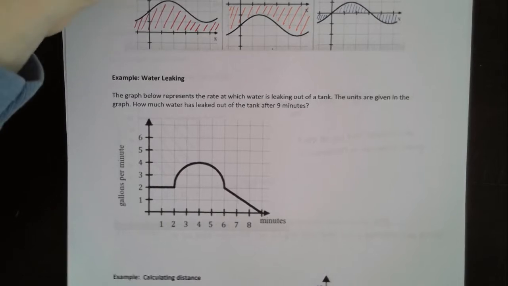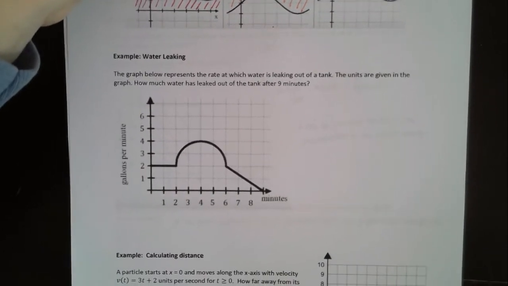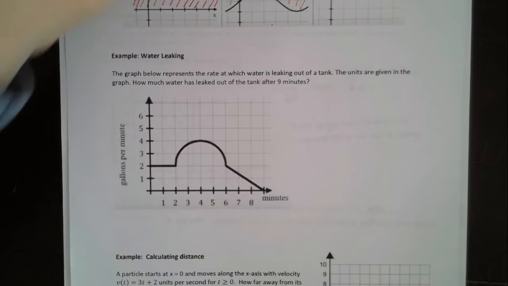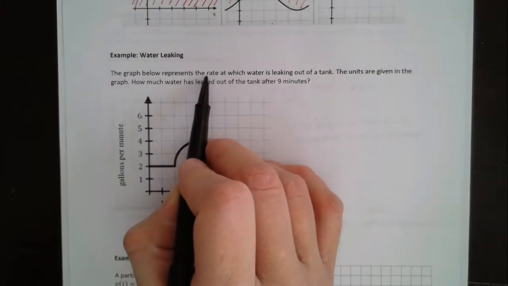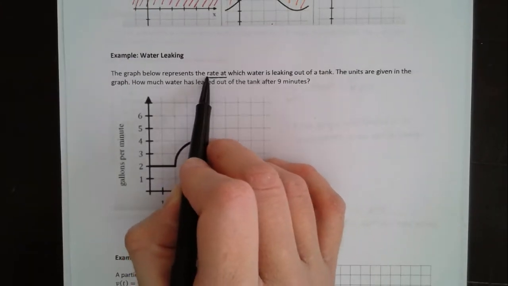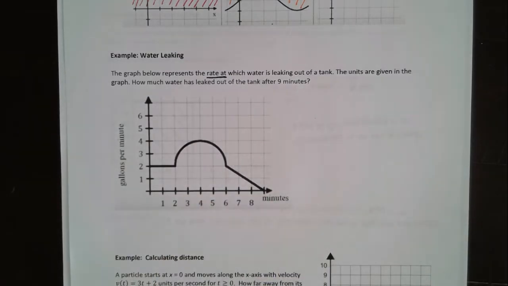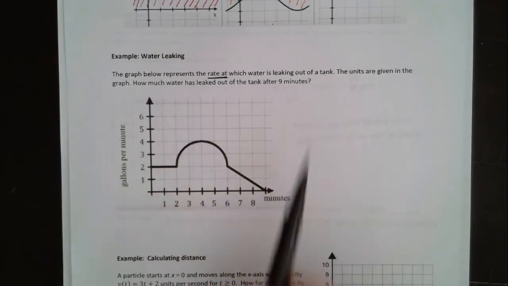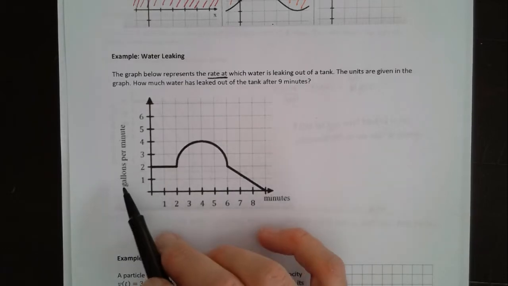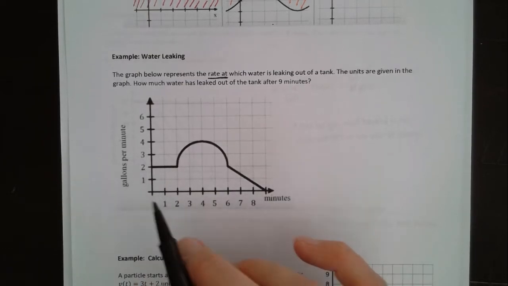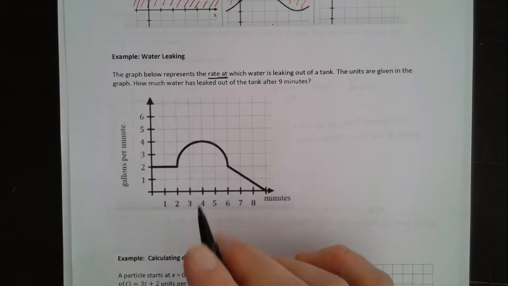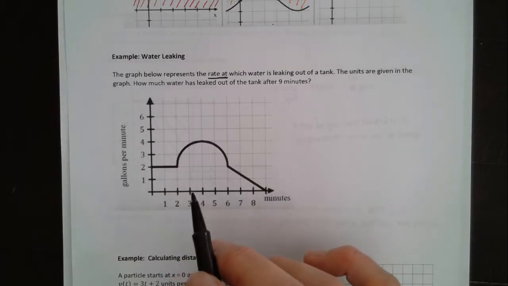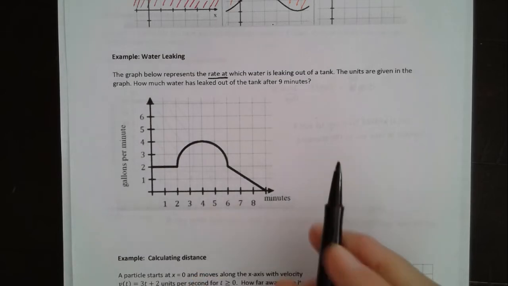Okay, so let's get back to this idea of area under the curve. So the graph below is representing the rate. Again, we need to have a graph of a rate in order to use this idea of accumulation or area under the curve. So the graph below represents the rate at which water is leaking out of a tank. The units are given in the graph. So it looks like our units of time are minutes, and our units on the y-axis are gallons per minute. We want to know how much water has leaked out of the tank after 9 minutes.